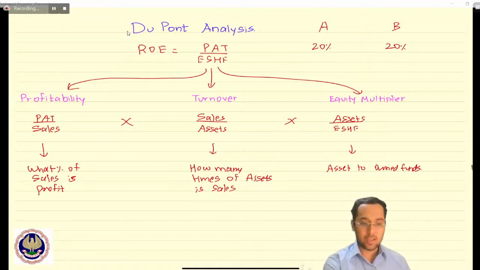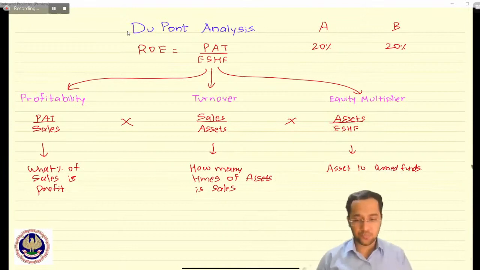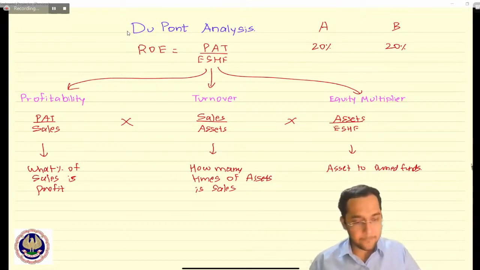Can we say equity multiplier is 1 upon equity ratio? Yes, you can say 1 upon equity ratio, because that's asset upon equity shareholders. If you reverse it, you can say it is the equity ratio. Okay.